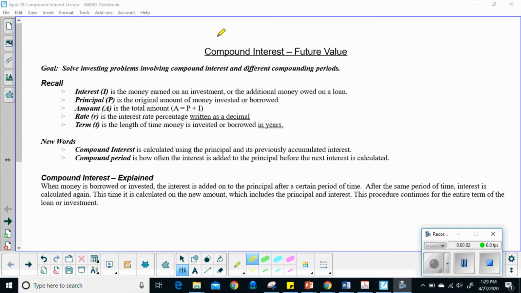Okay, today we're going to look at 8.2 compound interest, and we're just going to look at it in its future value. We'll rearrange things later. Right now, let's just get an understanding of what compound interest even is.